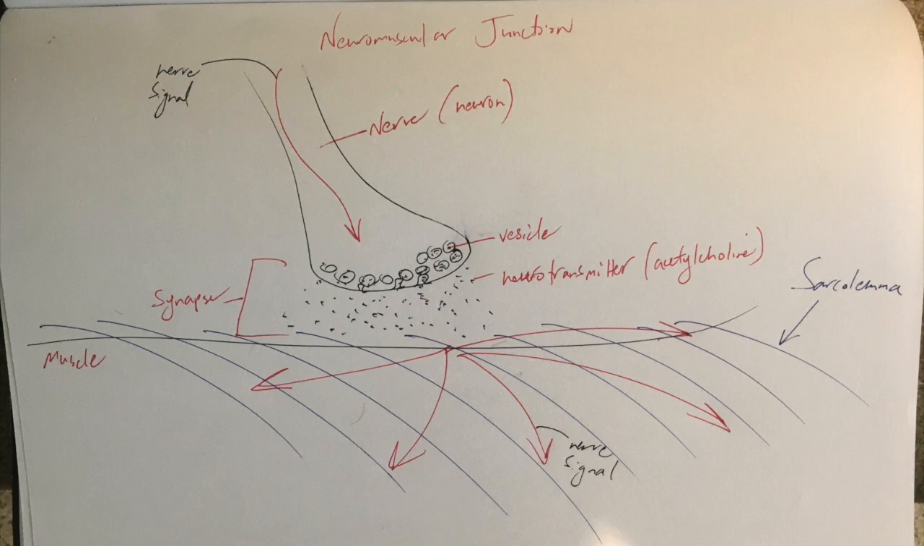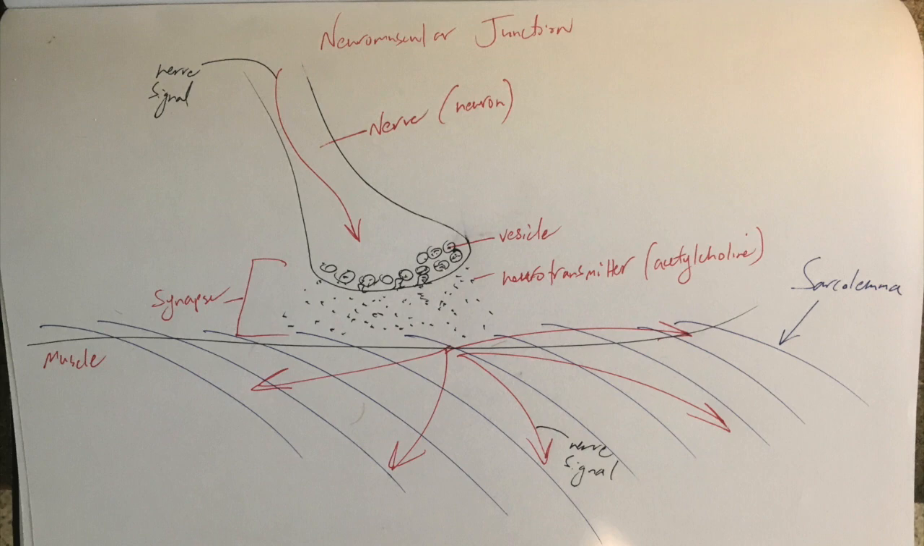Anybody know what those chemicals are called? They're neurotransmitters. We've got a bunch of neurotransmitters: dopamine, serotonin, glutamate, but there's one neurotransmitter that's always released by nerves to stimulate muscle cells. Close. That's a hormone. That's close. It's acetylcholine. Okay?